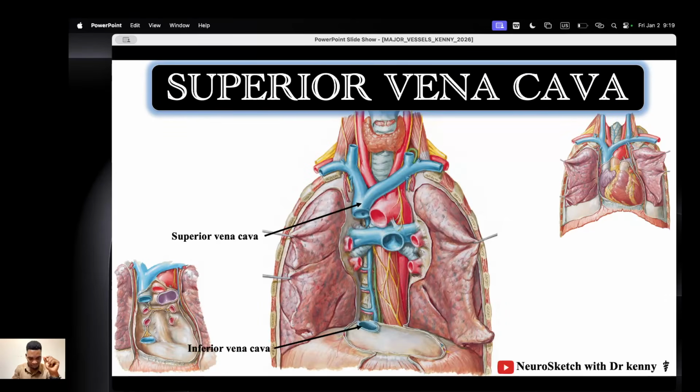So the superior vena cava is carrying deoxygenated blood from the upper part of the body. What have we referred to as the upper part of the body? We've said the upper limbs, and head and neck. So it should have veins that are draining the arms, the upper limb, and it should have veins that are draining the upper part of the body, the head and neck, right?